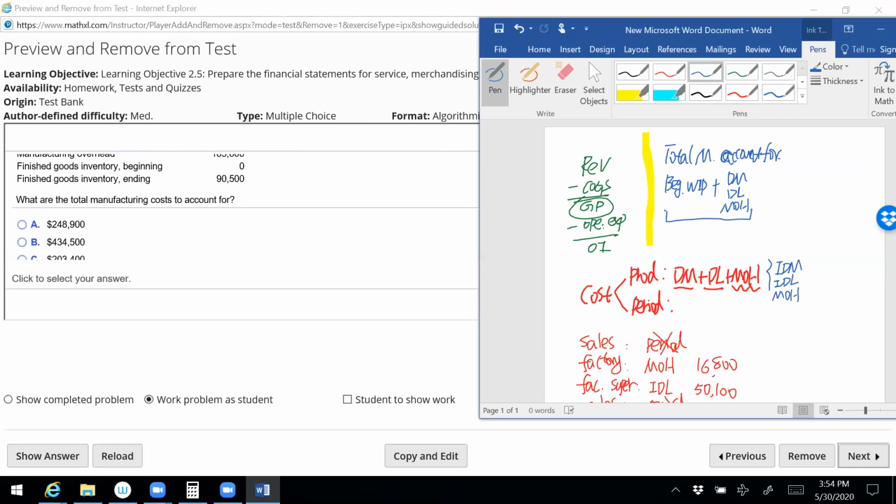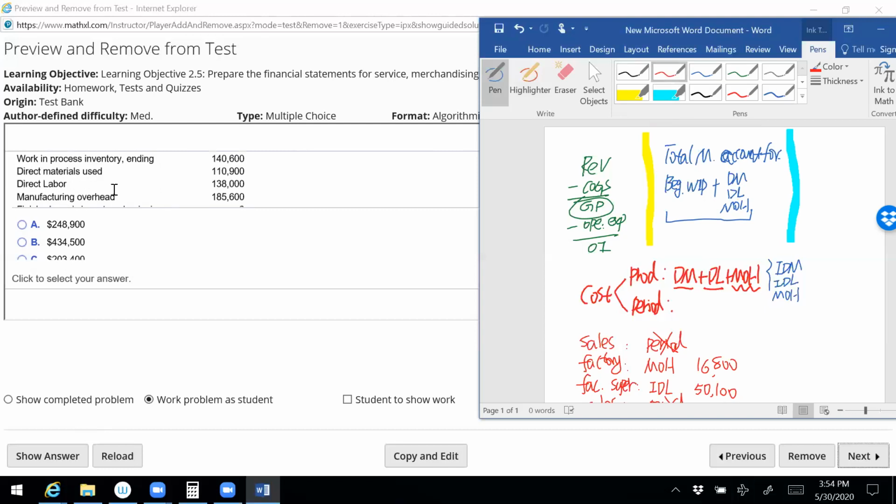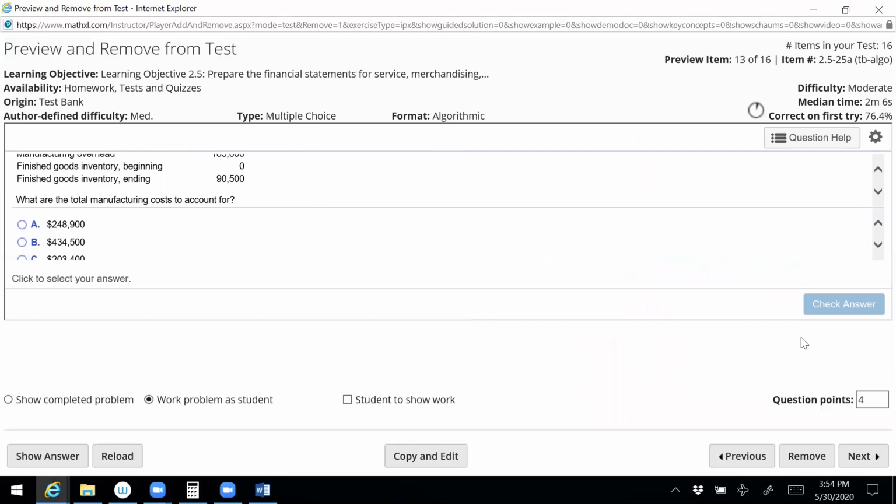Okay. So if you don't know what I'm talking about, go back to the PowerPoint, go back to your textbook. If you have the beginning work in process and then add direct material, direct labor, manufacturing overhead, they give you more than enough information. Make sure you just pick the ones that you want to use to get the manufacturing cost to account for.